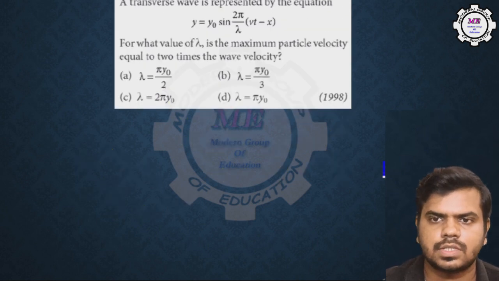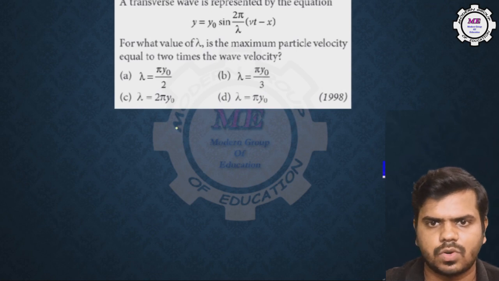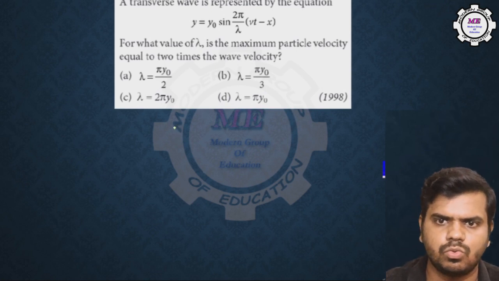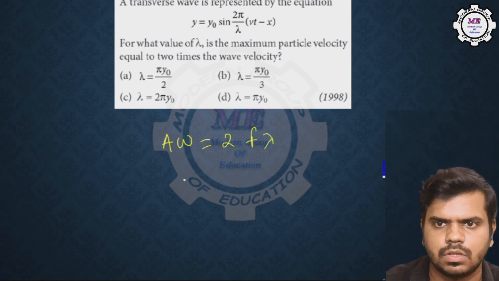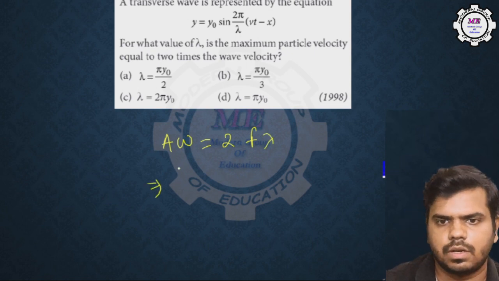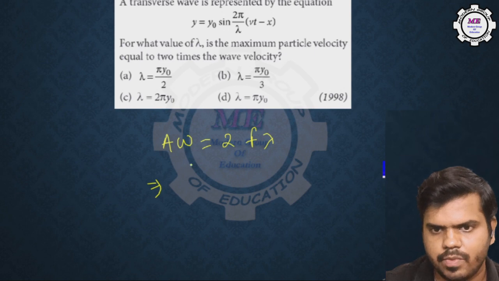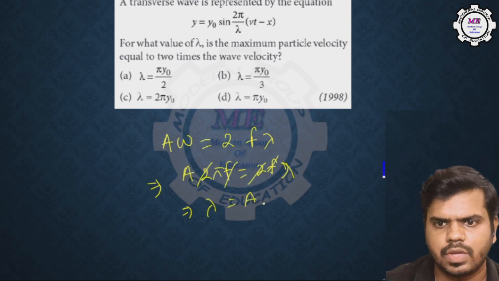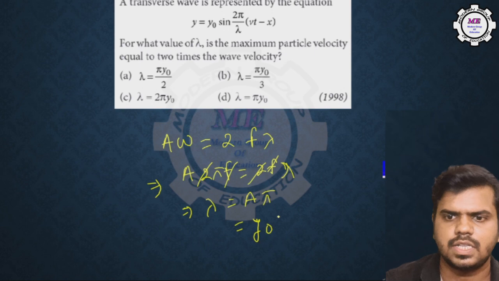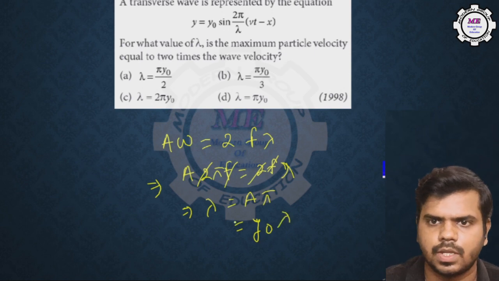A transverse wave is represented by the equation y equal to y naught sin 2 pi by lambda (vt minus x). For what value of lambda is the maximum particle velocity equal to 2 times the wave velocity? Maximum particle velocity a omega is equal to 2 times f lambda, the wave velocity. So you have to find the lambda. So a omega, 2 pi f a, is equal to 2 f lambda. 2 gets cancelled out, f gets cancelled out. So lambda will be a pi. Yeah, a is y naught. So y naught pi is the answer. Option D is correct.